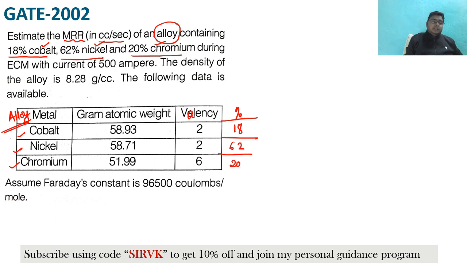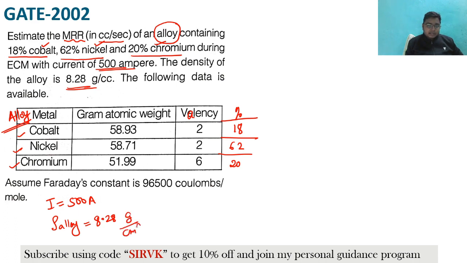Now, during the ECM, current is given as 500 amperes. So you can always write that current is 500 amperes. Now the density of the alloy. You don't have to find the density of the alloy in this question, the density is given: 8.28 gram per centimeter cube. The following data are available. Now you need to estimate the MRR. So how can you find the MRR?